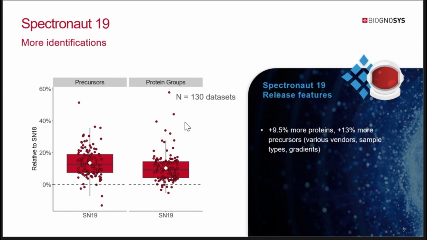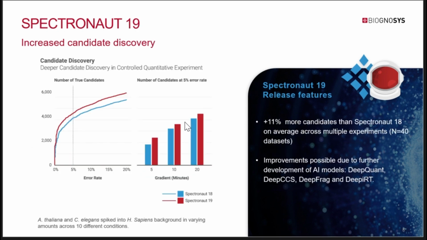So last ASMS we released Spectronaut 19, and I just want to highlight some of the performance improvements. You can see that we don't just look at a few data sets that may make the product look very good. We have looked at 130 different data sets from different mass spec vendors, and you can see on average we're looking at about 10% performance improvement over Spectronaut 19.